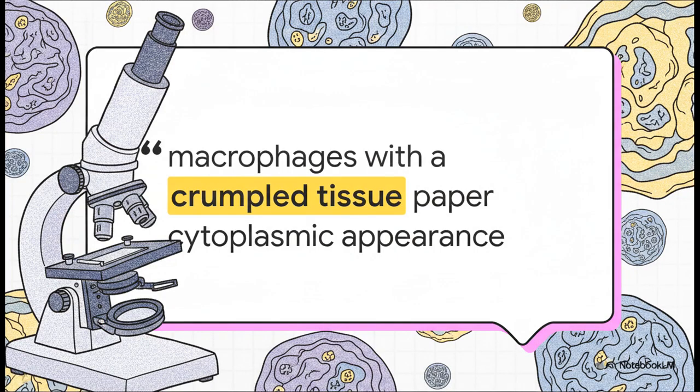If you were to take a look at a bone marrow sample under a microscope, these overstuffed macrophages, which we now call Gaucher cells, have a really distinct look. Their packed lysosomes actually make the cytoplasm look exactly like crumpled tissue paper. It's a striking, albeit pathological visual of a cell quite literally drowning in its own cellular waste.